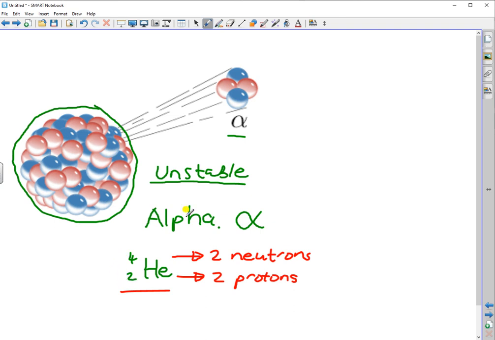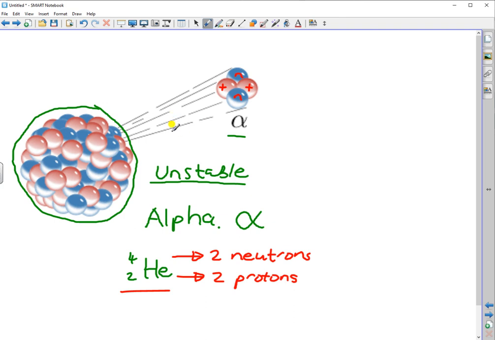Now, what can happen is, when a nucleus is unstable, it can give off something, it can eject something, and it can only eject one of 3 things. The first one is called an alpha particle, which is a helium nucleus. So if you think you've got your 2 protons and your 2 neutrons, these can come out from inside the nucleus.